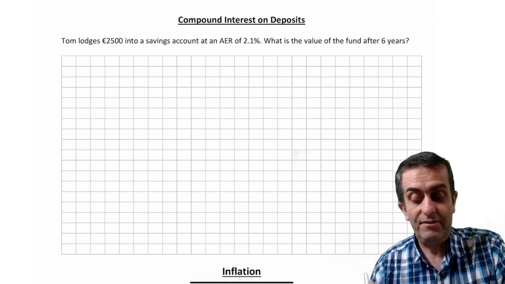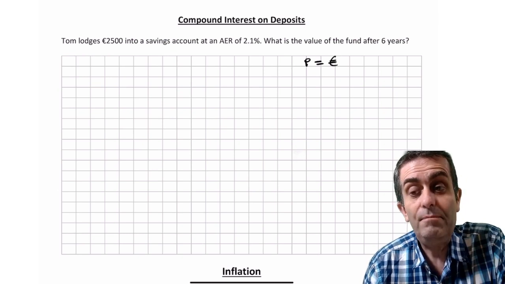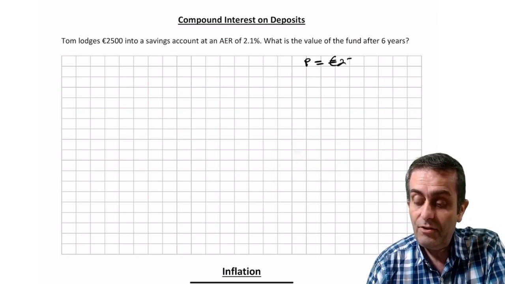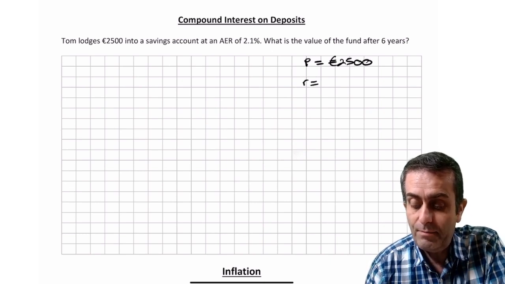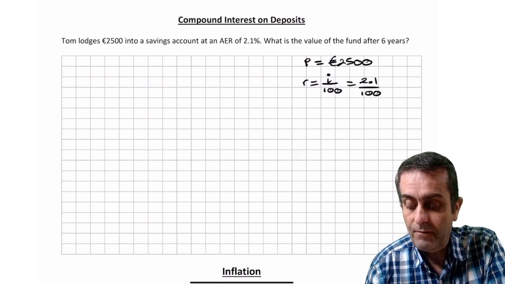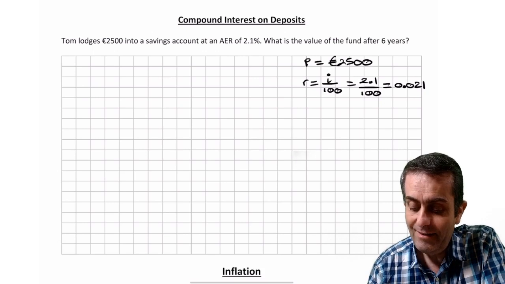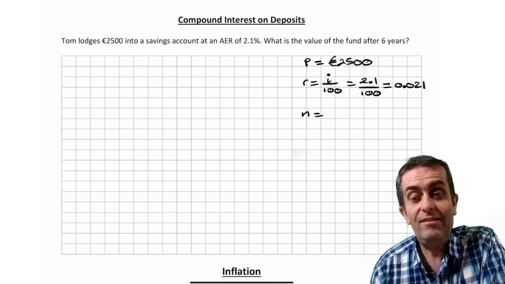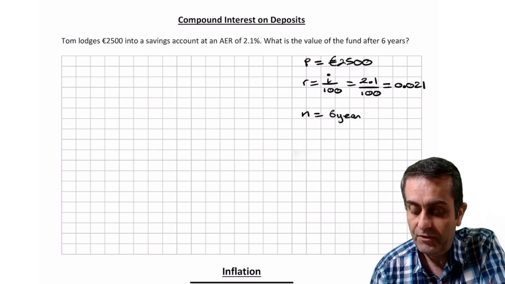Now, first of all, let's collect our variables. Well, the present value, P. Today, as Tom makes his lodgement, the present value is €2,500. The interest rate, or the decimalized interest rate, is going to be the interest rate divided by 100, which is 2.1 divided by 100, which is 0.021. Move the decimal place 2 places to the left. Then N is time, and in this case, time has been measured in years. So N is very simply 6 years.